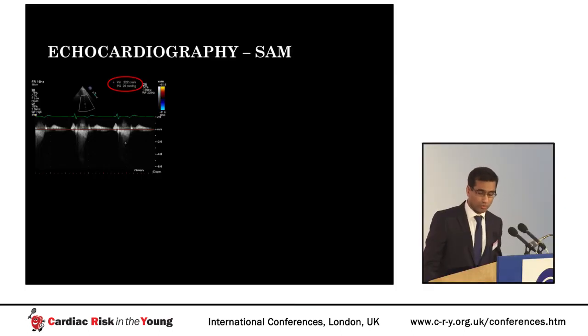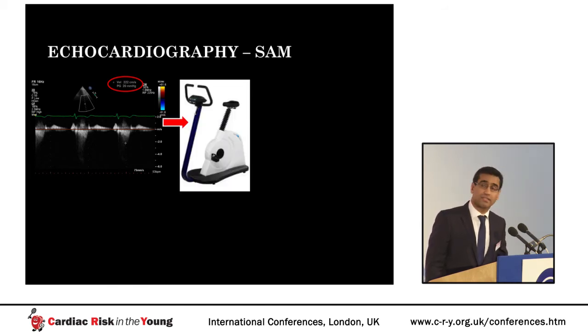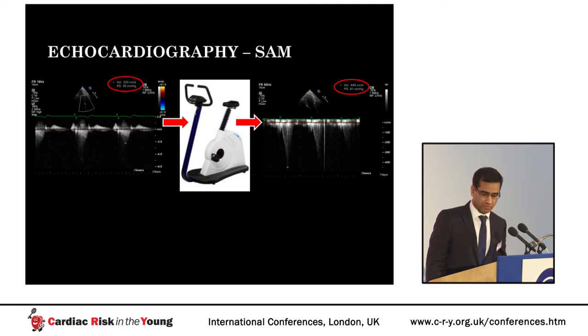He had a low or normal resting gradient at rest, but when we put him on the exercise bike, this is what happened. So he developed a quite significant gradient of over 80 millimeters of mercury, and this helped us with his management and diagnosis.